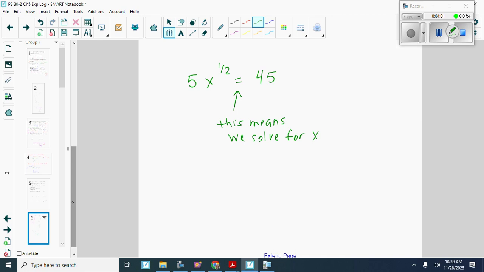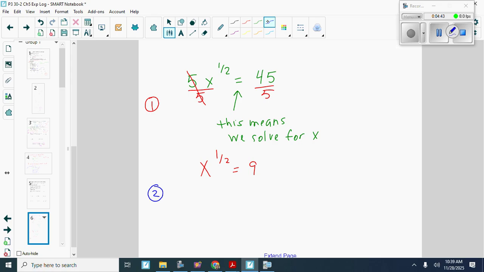And so we have 2 steps to this type of problem. The first step is we needed to isolate the x part. So if there's a number in front, like this, we have to divide both sides by 5, because we want the x all by itself. Then step 2, we're trying to get to x with the exponent 1, because then that means we're just solving for x. Well, right now it has an exponent of 1/2.